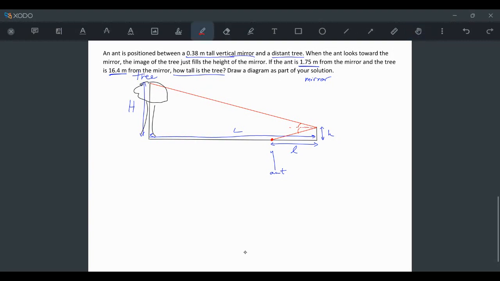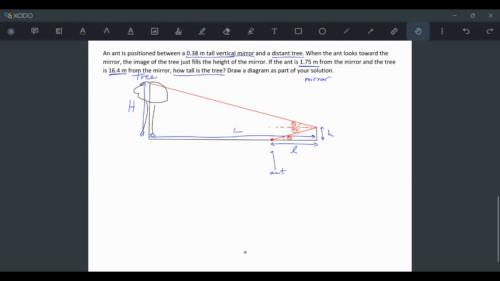This dashed line is horizontal. The black line here that defines the base where the ground is also horizontal. So basically what this means is if this angle is theta, this angle is also theta, and this angle is also theta.